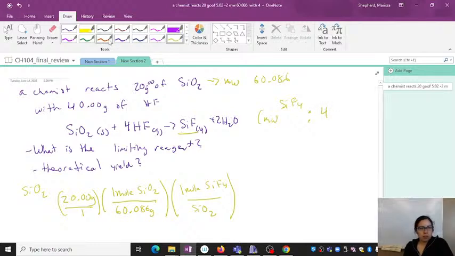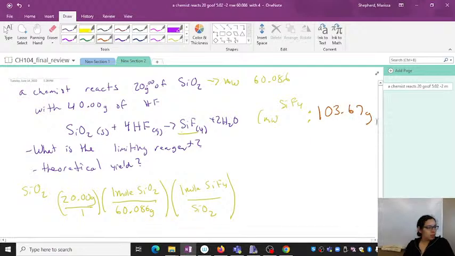So what's the molecular weight of silicon tetrafluoride? 47.084. That sounds low. You said 47? Yeah, I didn't do 4x. Oh, okay. So 103.67. Is that what other people got? Something similar?